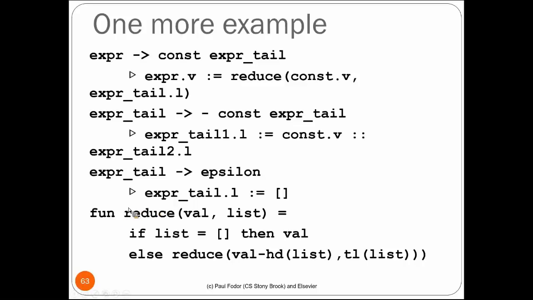The reduce function is a function written in SML that basically, if the list is empty, returns the value, otherwise it calls reduce on the value minus the head of the list and the tail of the list. I will also develop an example for this one as a syntax tree and the attributes associated to every node, which I will add to the lecture notes.